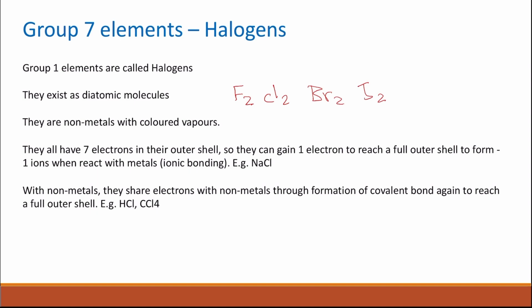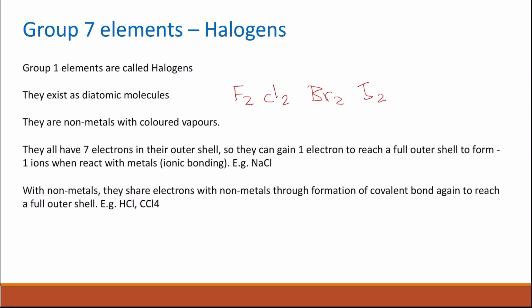With metals, they will form what we call ionic bonding or ionic compounds. Metals tend to lose electrons to form positively charged ions, and halogens tend to gain electrons to form negatively charged ions. So the oppositely charged ions will interact with each other, and they will form ionic bonding.